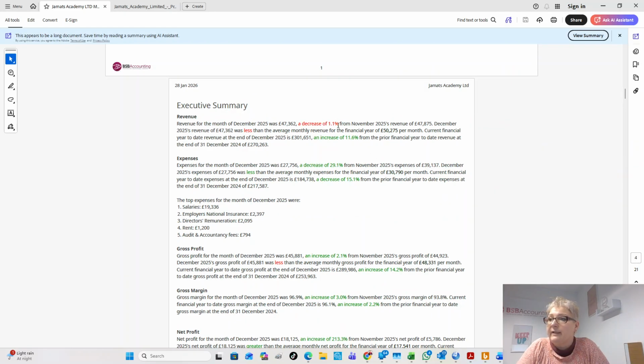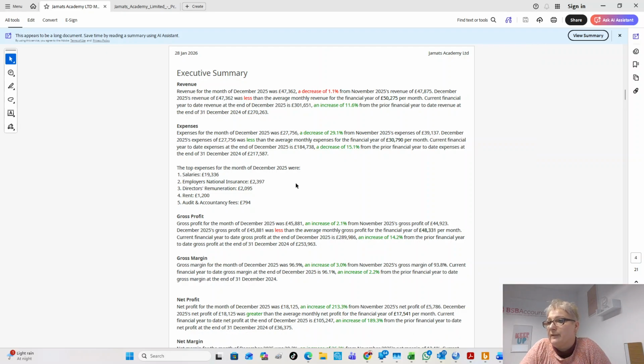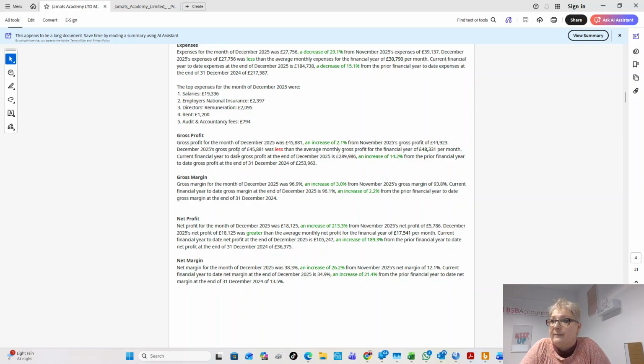In the summary, there is a comparison to November, so December is compared to November, a decrease of 1.1%, which is not significant, so it's fine. And also in the expenses, it's actually a decrease, so again, it's fine. Green shows positive change, red shows negative or slightly negative change. And then your top expenses, obviously salaries, employer NI, directors, rent, NR fees.